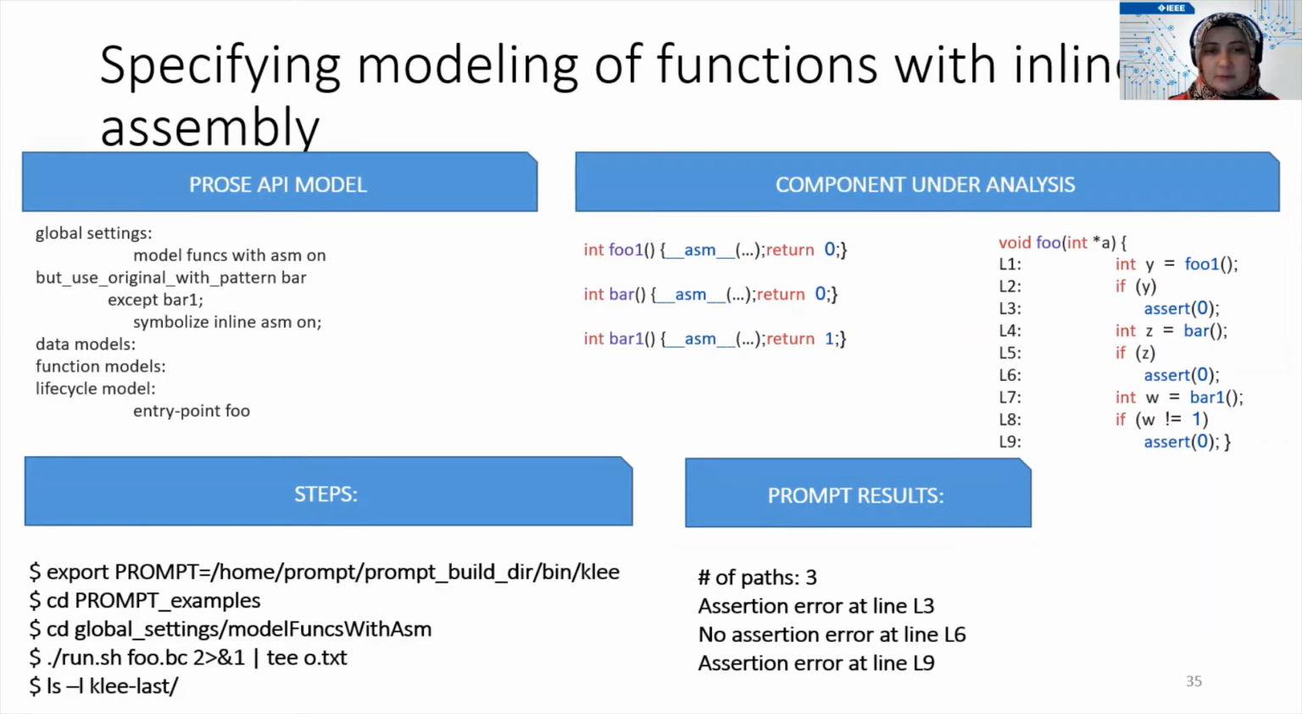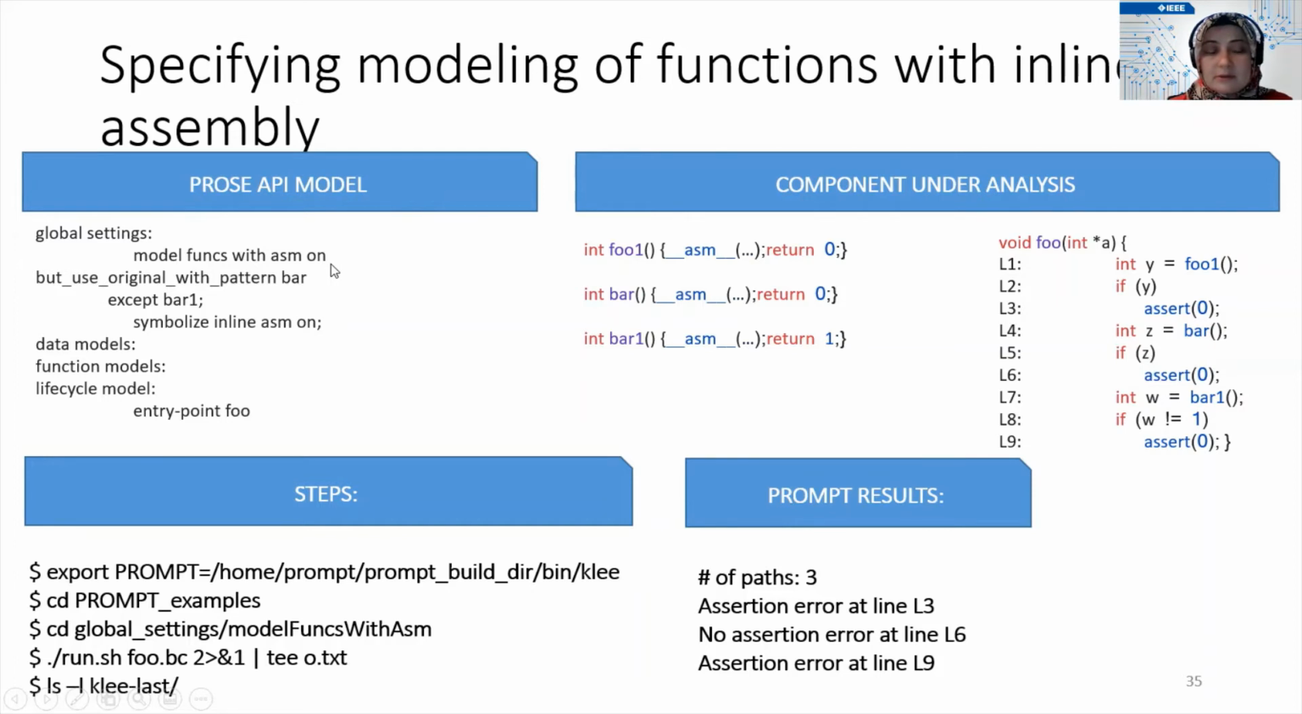But still, prompt provides ways of modeling such functions. One thing we can do is tell prompt to model such functions by just symbolizing the return only, meaning that we would just ignore the body of the functions. We can do this with the global setting of model functions with ASM on.